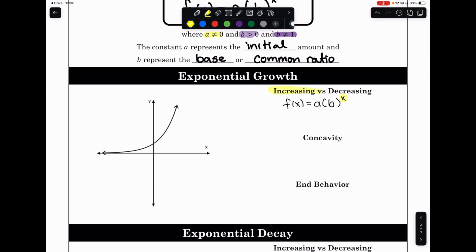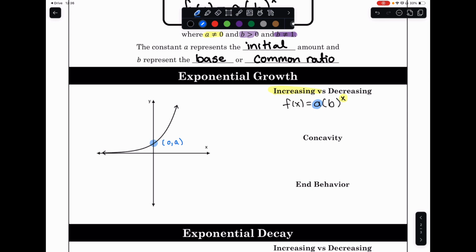For these type of functions that are growing exponentially, the value of a, this again is your initial value. This represents again your y-intercept. So the graph is always going to cross the y-axis at this point right here, labeled 0, a. Now, the b value again is your common ratio. This value is going to determine how much again the graph is going to move up.